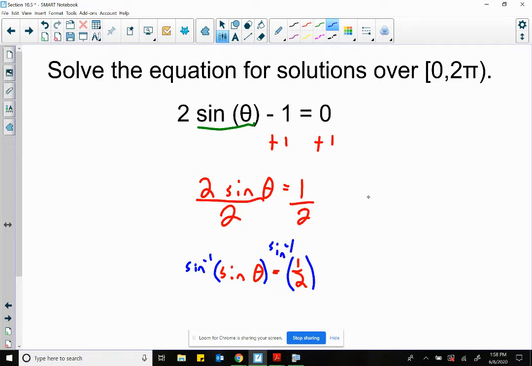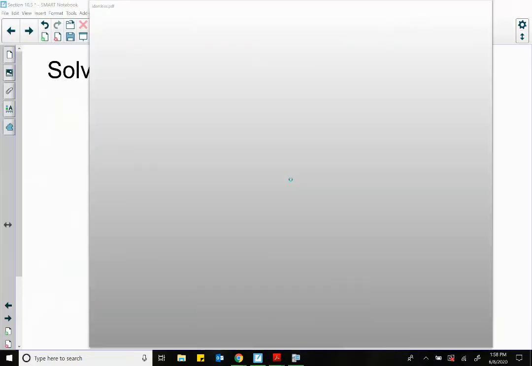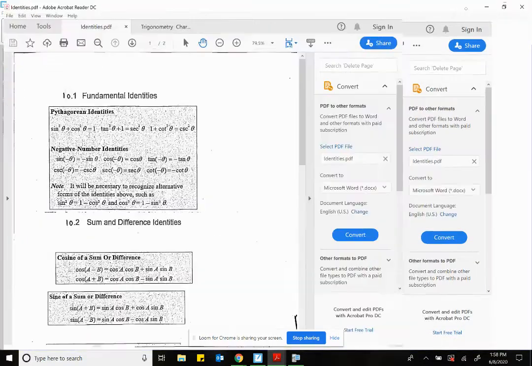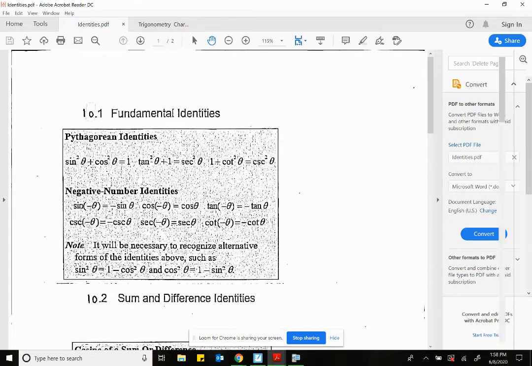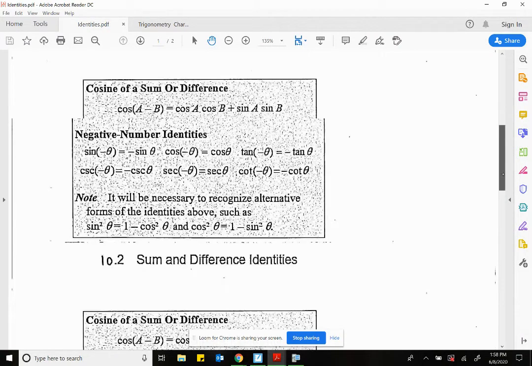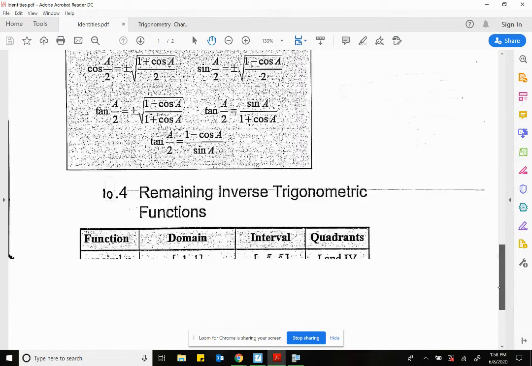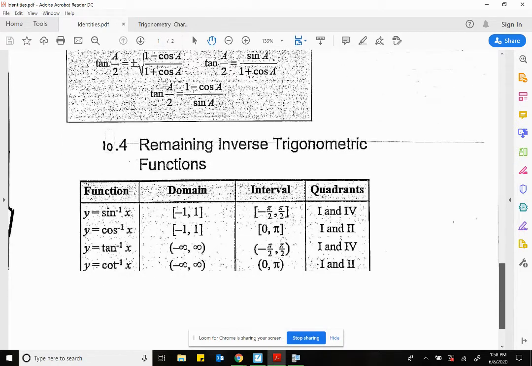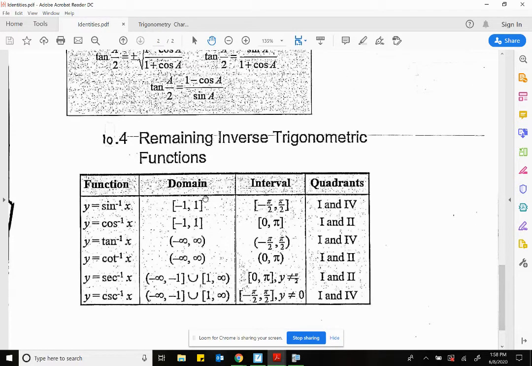So here's what's really cool. All I really want to know is, when is sine 1/2? Well, a couple things that you should check first. Again, we gotta make sure that this is possible. So if I go back to my identity notes that I've given you, go down to the inverse right here. So sine's domain says you got to be between -1 and 1, and 1/2 is definitely between there.